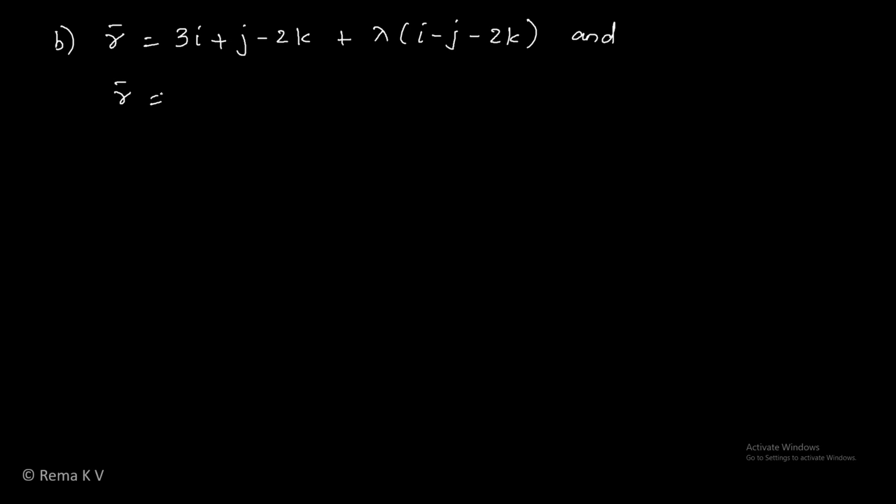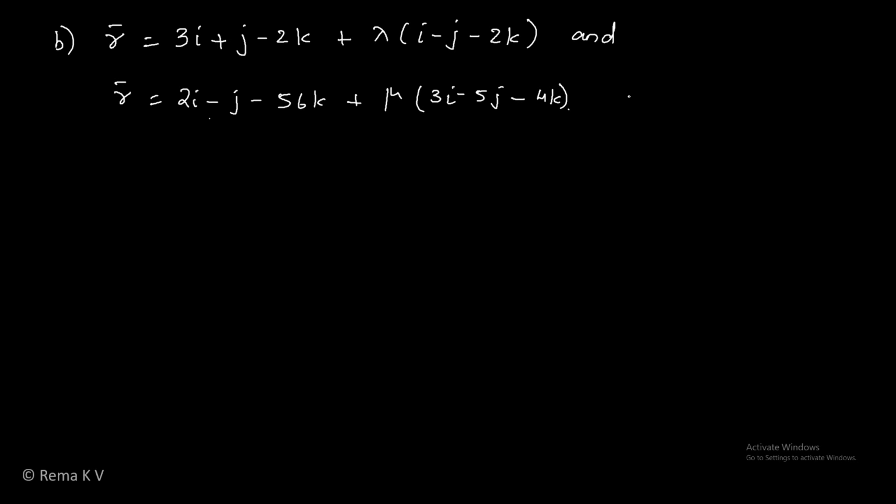Okay, now another question. Vector r equals 3i plus j minus 2k plus lambda into (i minus j minus 2k), and vector r equals 2i minus j minus 56k plus mu into (3i minus 5j minus 4k).